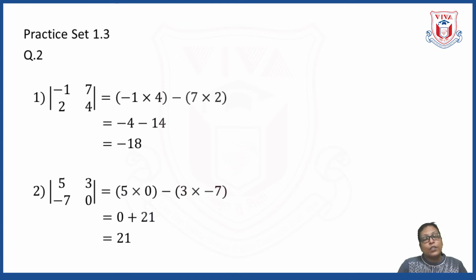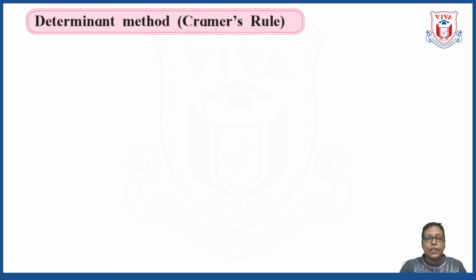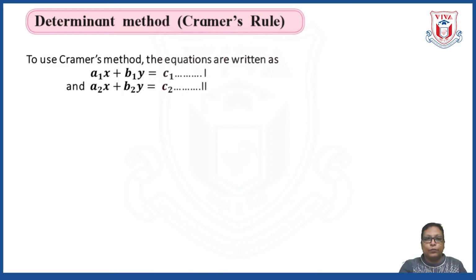This is a very important part, because we are going to use these values for Cramer's rule or Cramer's method to solve simultaneous equations. So let us see now what Cramer's method is. It is also called the determinant method, and since the method was given by the mathematician called Cramer, the name is given after him as Cramer's rule. So let's try to understand what Cramer's rule is.